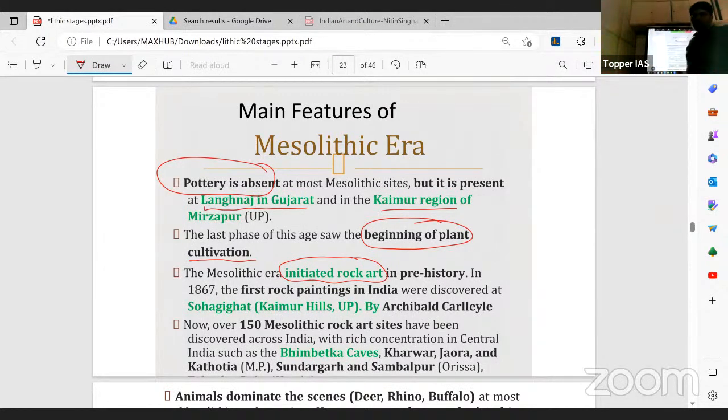Okay. So one is microliths, that is miniature sized stone tools, right? One more is rock art painting. Rock art painting was initially found in Sohagi Ghat, and next in Bhimbetka, and Sambalpur and Sundargarh in Odisha also.